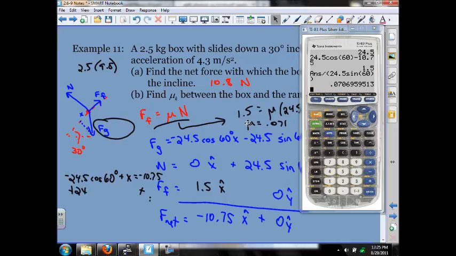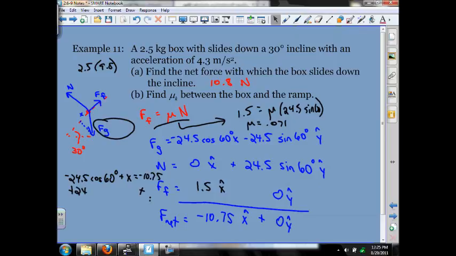We're solving for mu. So if I have 1.5 equals mu times that, you get mu by itself divided by that. That's the normal force. This is the frictional force. This is 1.5 over the normal force. So mu is 0.071. Always want units on our answer. Units for mu? Yeah, no units on mu. Anything else? But most other things should have units on there.